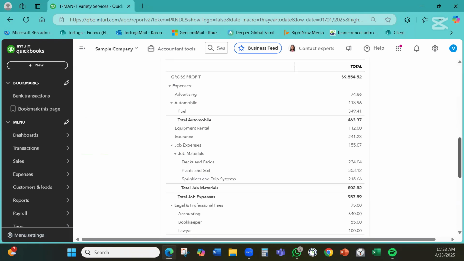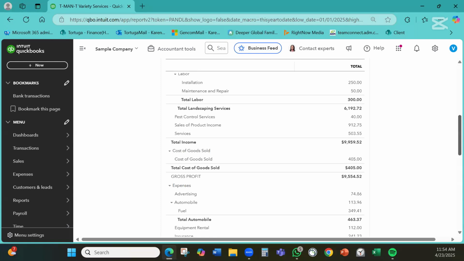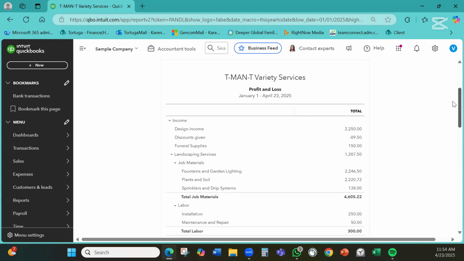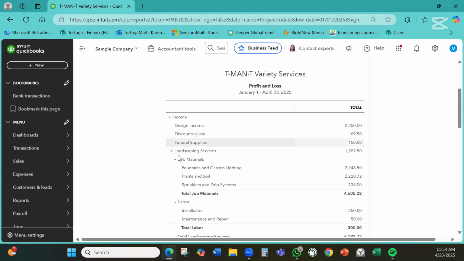So here it is. This is your profit and loss account. Start out with your income. So see all your income here. See your funeral service supplies that we had put in. See it here. It's income and it would be up there. And you notice that this account is set up with the design income discounts going against it. Your funeral services separate, your landscaping services separate.